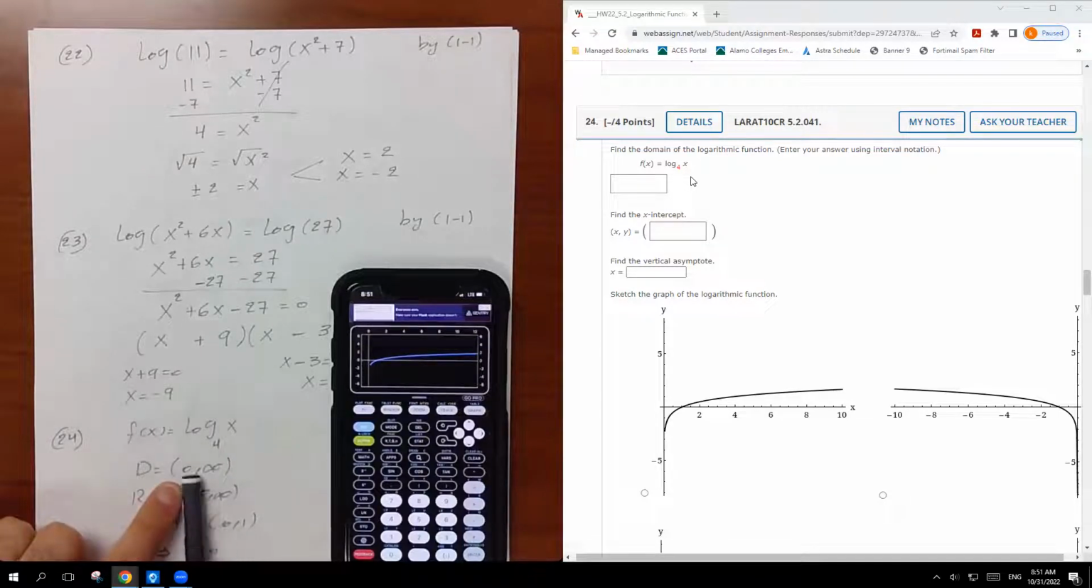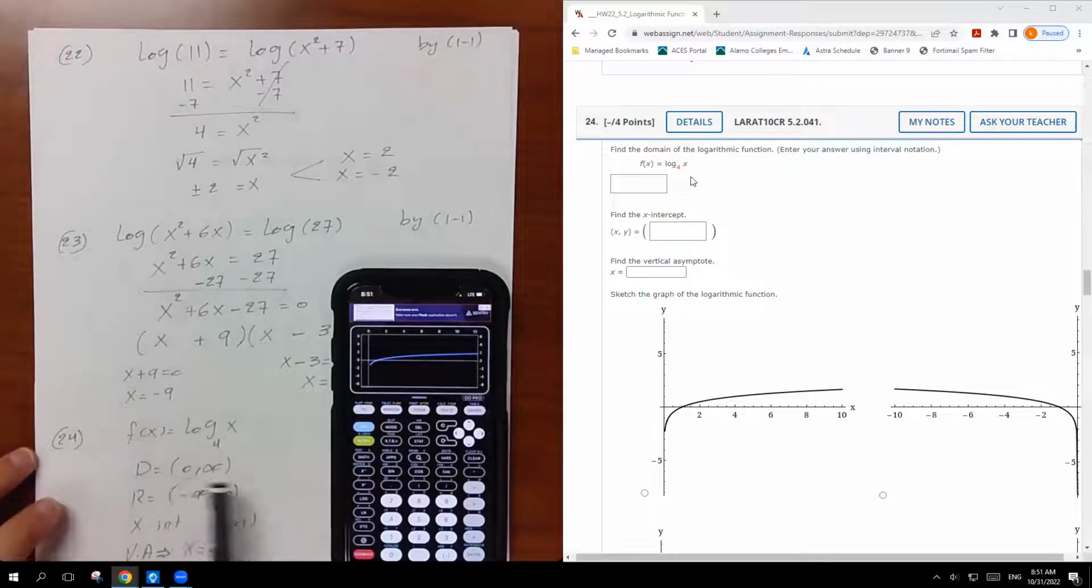That means the domain is from 0 to infinity with parentheses, because we can't include the 0. That means the number after the 0, which is 0.00001, the number after the 0, we can't figure out how much the number is. So we're going to start writing from 0 to infinity, but that means not including the 0, because it's an open parenthesis. So we can type this information.